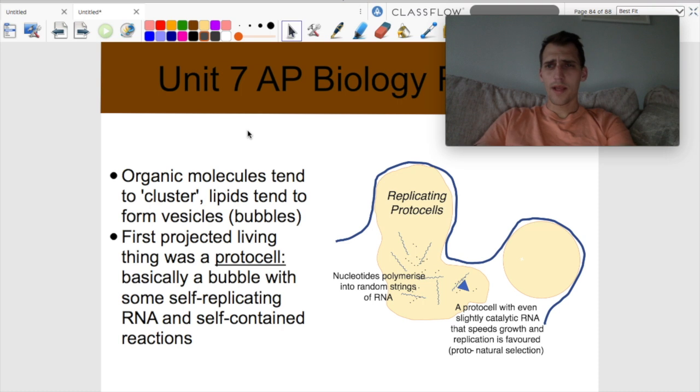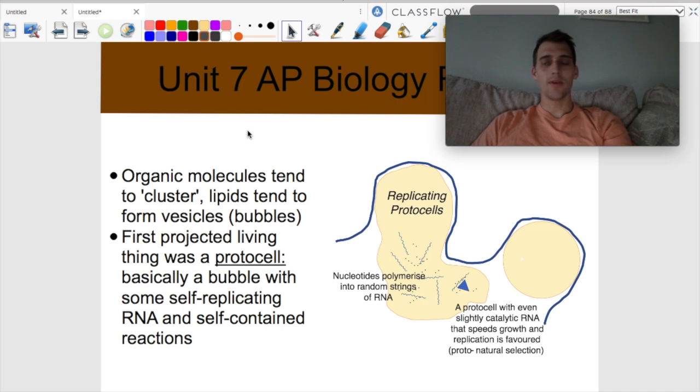Now, when it comes to those molecules working together, forming a metabolism, forming genetic material that can reproduce, here's some of our ideas about that. It says organic molecules tend to cluster, and lipids tend to form vesicles. So think about a bubble. We do a lab in my AP Biology class where we pretend a bubble, like a soap bubble, is a plasma membrane, and we observe the properties of the plasma membrane using the bubble.